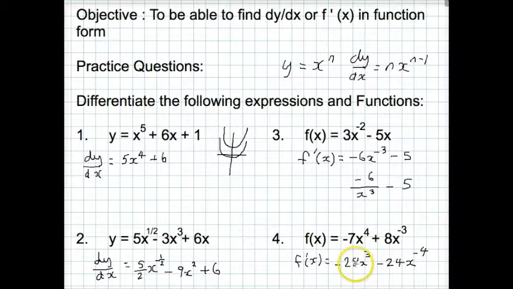And of course, again, we keep that one as it is, and we could write this as negative 24 over x to the 4, if you like. And that's better if you put in values of x into the expression afterwards.